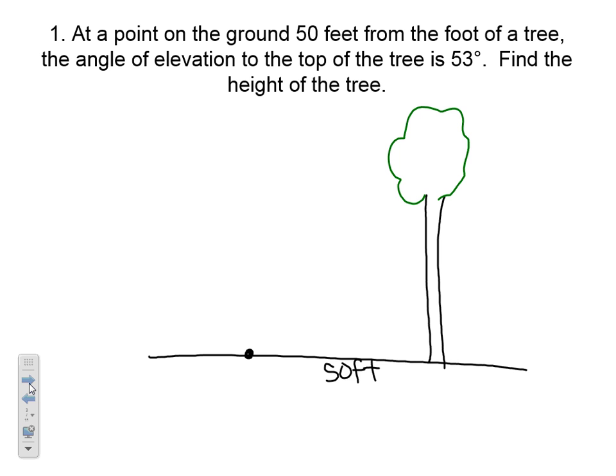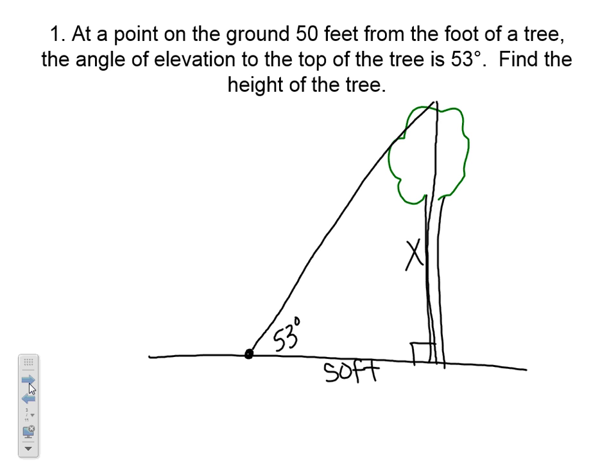Now it says the angle of elevation to the top of the tree is 53 degrees. The angle of elevation means going up to the top of the tree. So that angle right there is 53 degrees. And then it's asking us to find the height of the tree. So if we finish the triangle here by drawing a line straight down to the base, this would be the right angle, and we would be looking for the height of that tree right there. That would be labeled with our x.